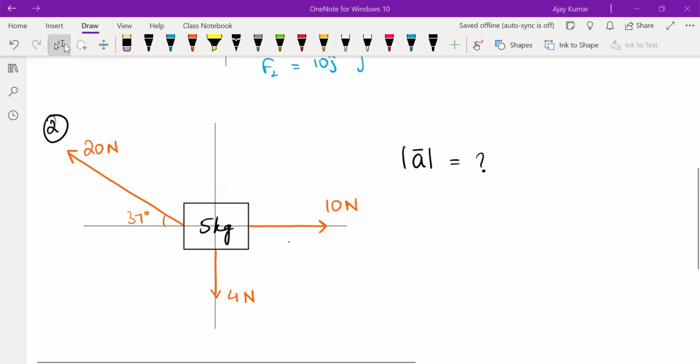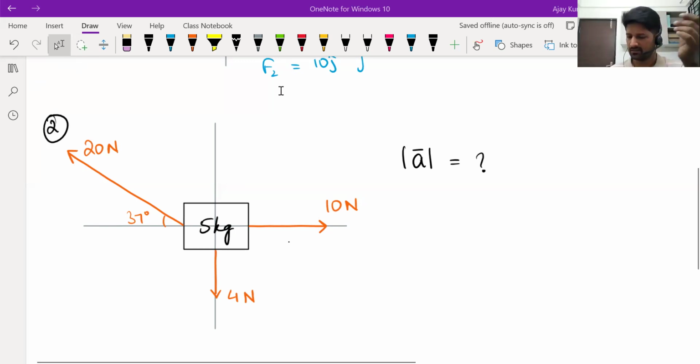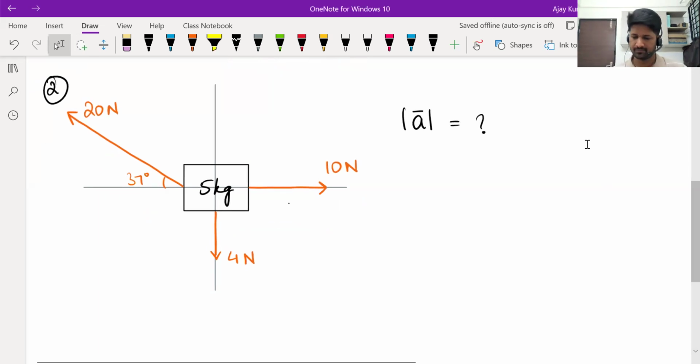Okay, any answer? 10 meter per second square, sir. Okay, we'll see. Pawan, any answer? Saket? 2 meter per second square. 2 meter per second square. So 10 by 2 or 10 by 5. Okay. Saket, any answer? Okay.